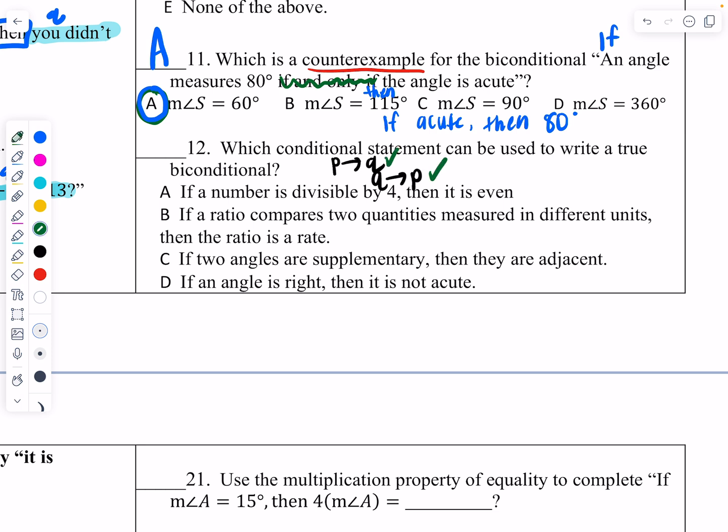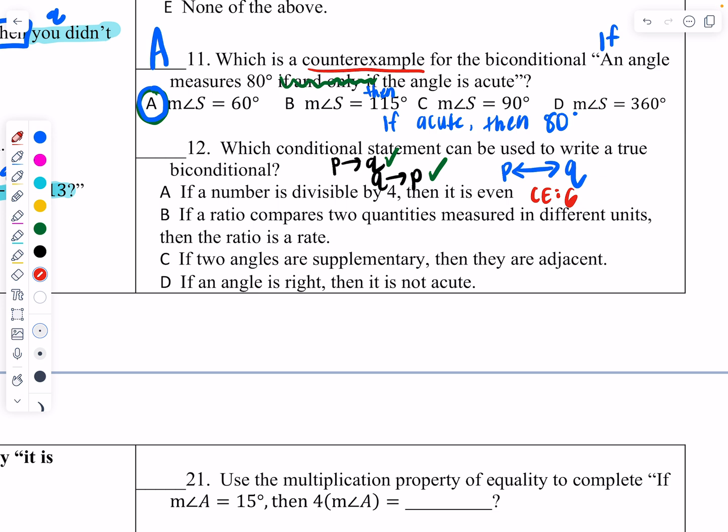And that is when you're able to then write a true biconditional, which is where you say P if and only if Q. Okay, so we are looking for the one that's true forwards and backwards, which means that the others are going to fail in some way. So if a number is divisible by 4, then it's even. Well, that is true. But when you flip that and say if it's even, then it's divisible by 4, that is going to be false. So what is a counterexample? Like the number 6. It's even, but it's not divisible by 4.